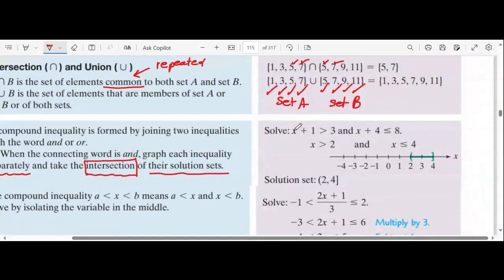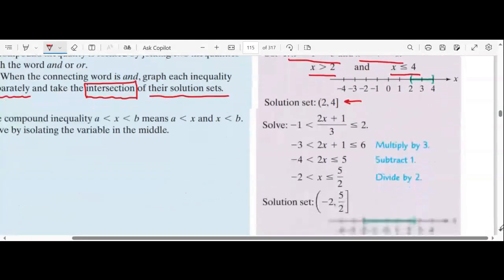So let's take an example here. It says x plus 1 greater than 3 and x plus 4 less than or equal to 8. The first gives x greater than 2. And if you solve the second inequality, you get x less than or equal to 4. So here I'm going to graph x greater than 2 and x less than or equal to 4. And this is your solution. So the solution set is 2 open to 4 closed.